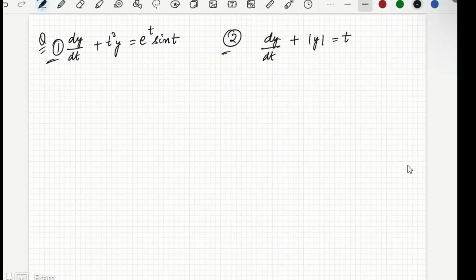By which property can we say that these ODEs are linear and non-linear? If we take L, where the dependent variable is y, then L of y dash plus t square y, alpha y plus beta. So we have to take y dash, basically. It is a linear operator, a linear transformation.